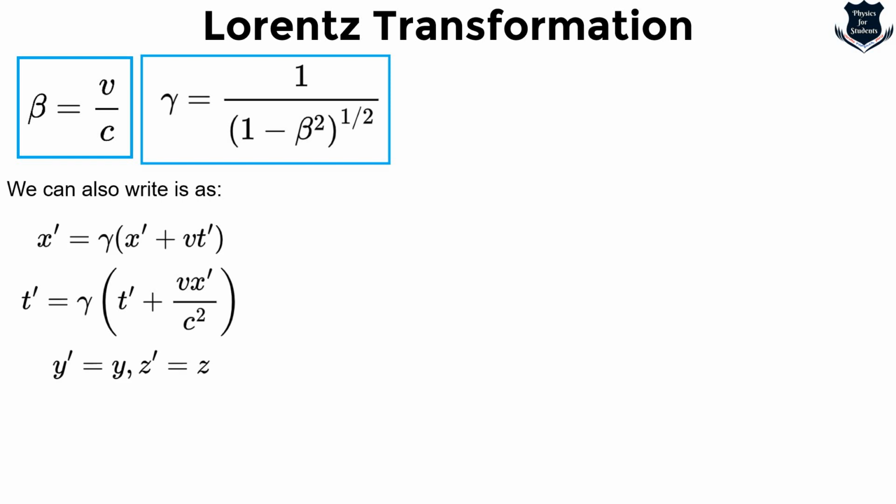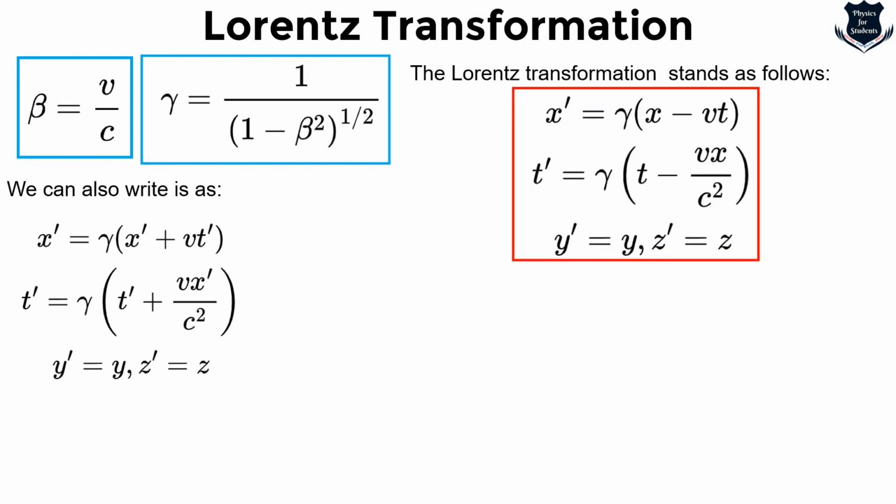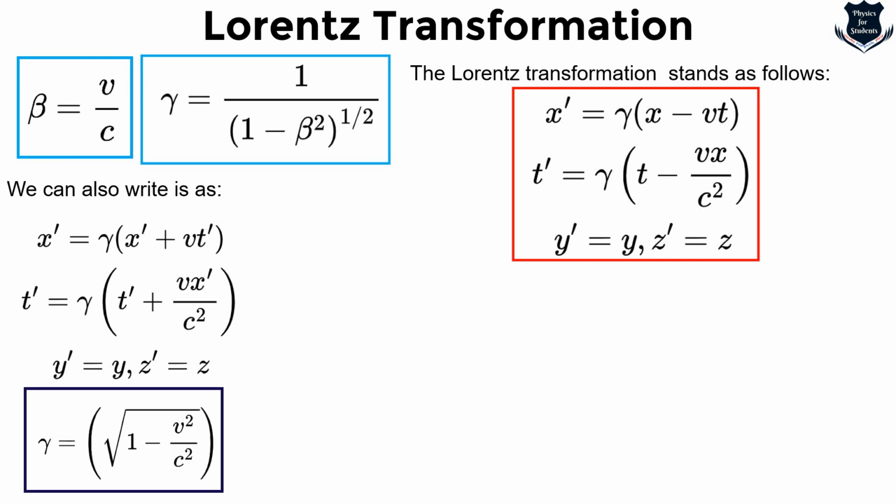So we can also write it as this, or we can write the Lorentz transformation as this. Both of them are the same. I mean to say, you will find either this or this. Now in the Lorentz transformation, this gamma is actually the Lorentz factor. I will explain to you. This is the Lorentz factor.